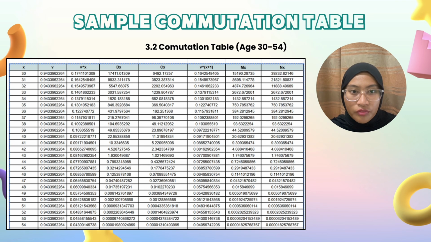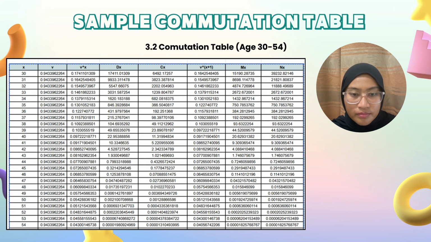Here is a sample of our commutation tables from age 30 to 54. As you can see, the values decrease significantly with age due to the combined effect of mortality and discounting. The full table was constructed from age 30 to 100. These values were then used to calculate the actual present value for various insurance products, which we will now go through one by one.